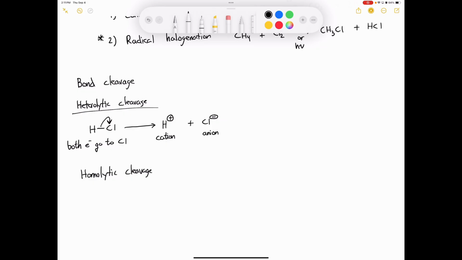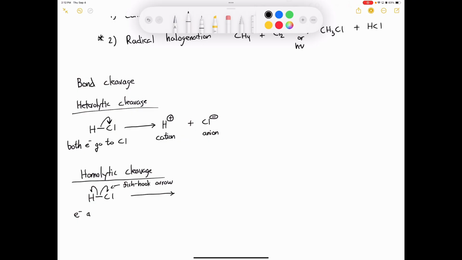I don't know if we ever saw this before, but this is when a bond breaks, but you're not forming ions. Let's take HCl again. HCl can break in 2 ways: the way I just showed you and this way. Now the arrows are split evenly between both atoms. This is what we call a fish hook arrow.